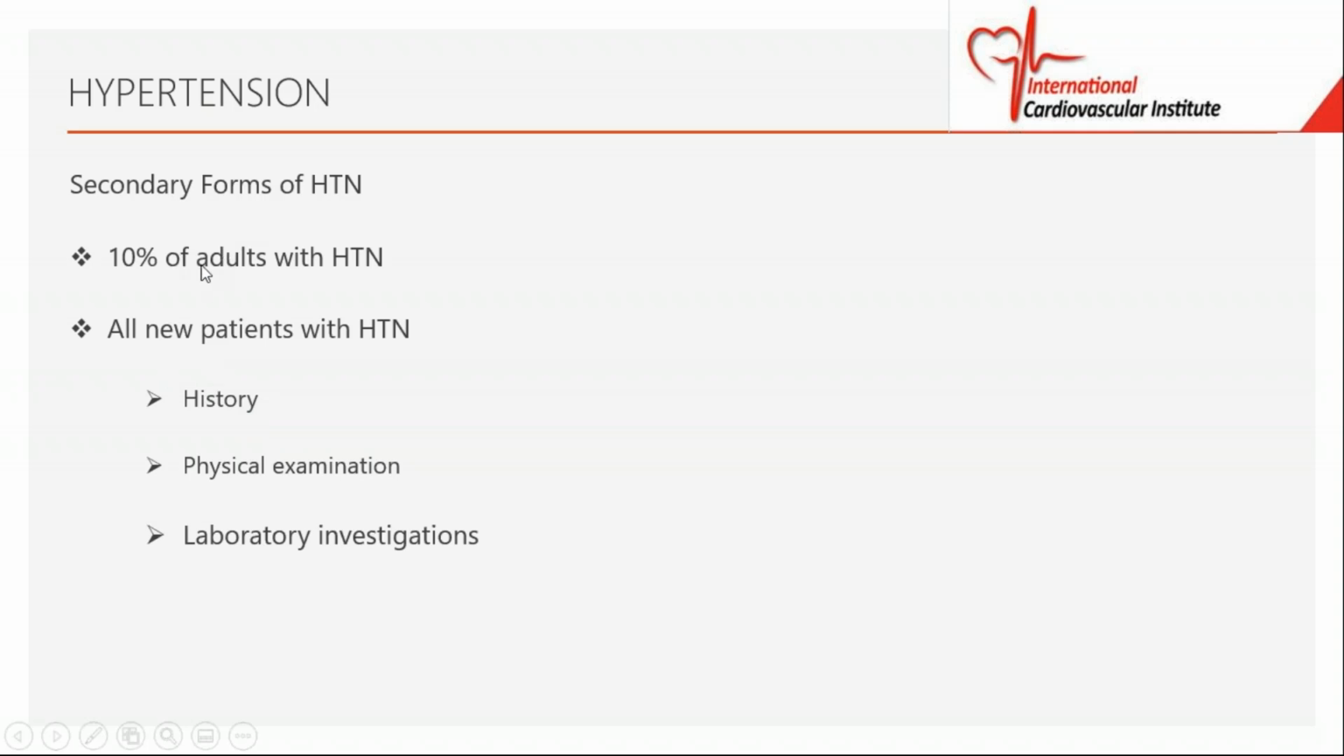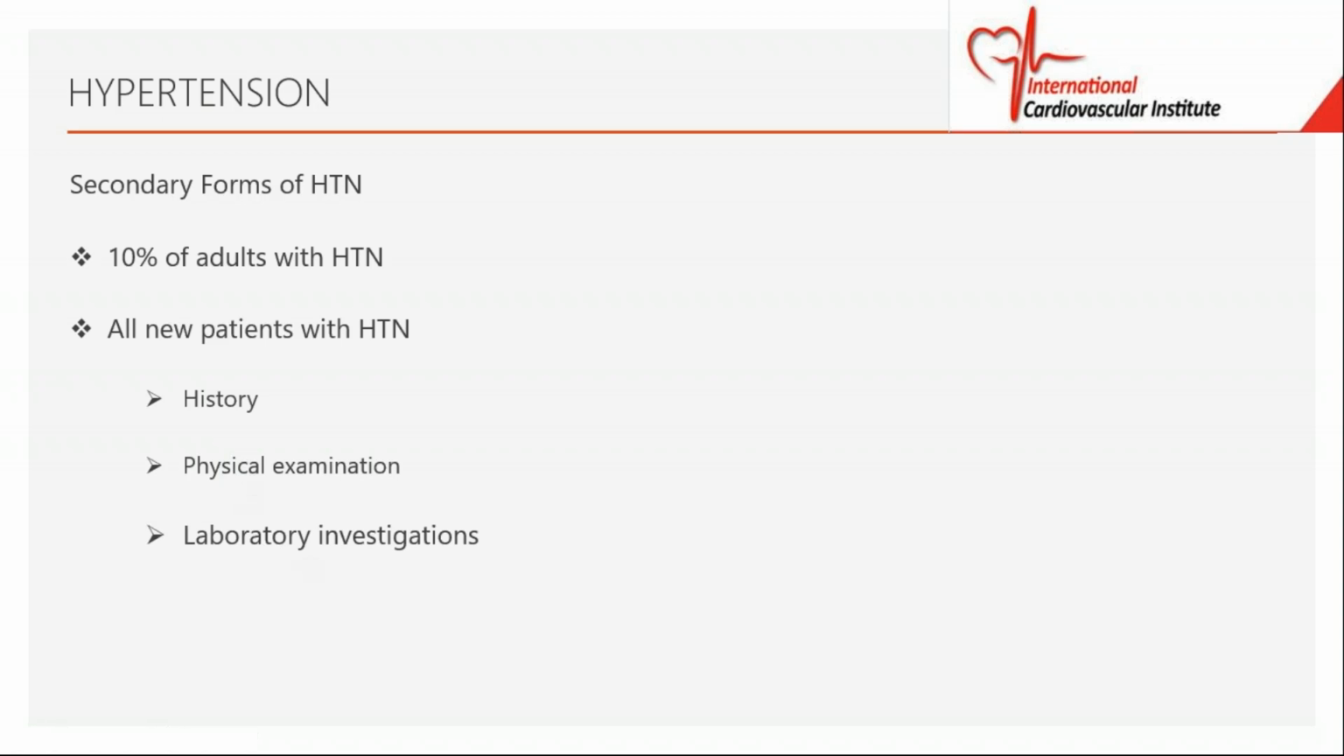So secondary forms of hypertension account for about 10% of hypertension in adults with hypertension. So the majority of your hypertensive patients are going to have primary hypertension. But still remember that 10% of all the patients with hypertension are going to have some form of secondary hypertension. So as you evaluate all your patients, you're going to get a detailed history, then you do a physical examination and the basic lab tests.